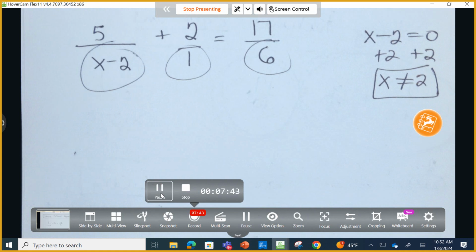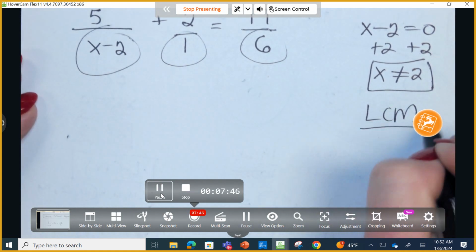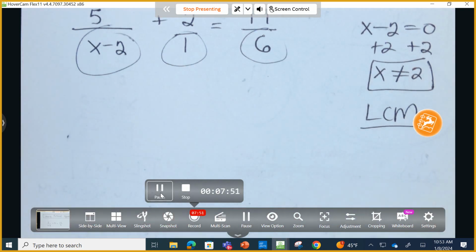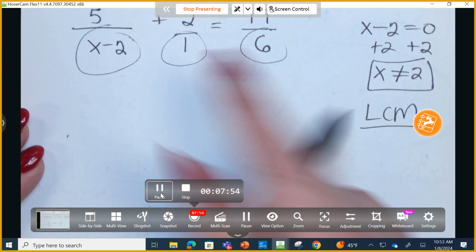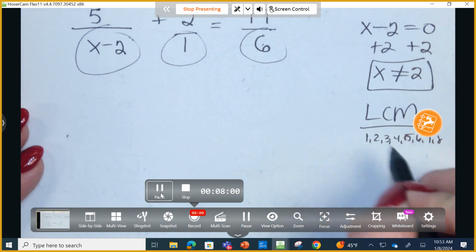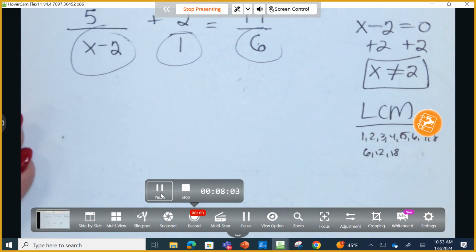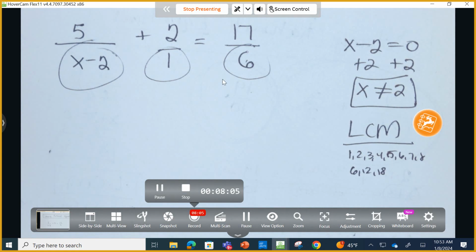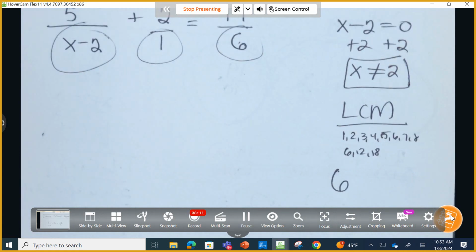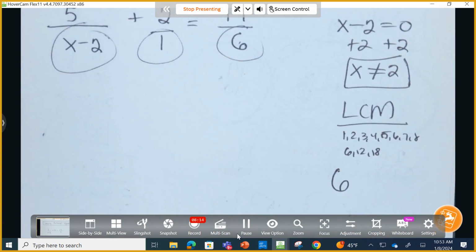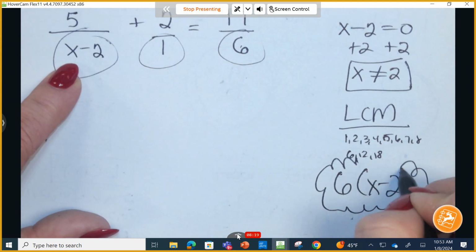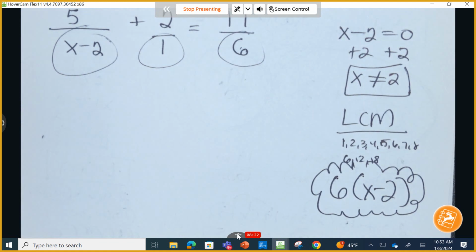All right, now we're going to determine what the LCM is. So I look at the 2 terms that have no x, and I write down, and you could do this in your head, I'm just visually showing you how I do this. So I'm going to do multiples of 1: 1, 2, 3, 4, 5, 6, 7, 8, and multiples of 6: 6, 12, 18. What is the smallest number that occurs in both lists? 6. So 6 is going to be part of the value for my LCM. The other part is this group x minus 2. So this is my LCM. This is what I want to achieve in the denominator of all 3 terms for me to solve this.